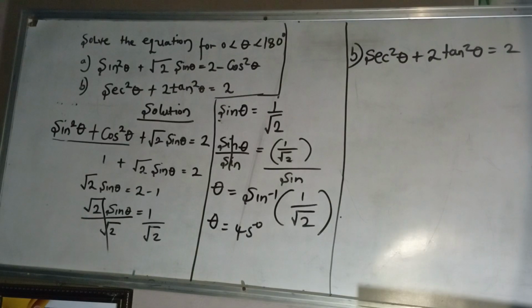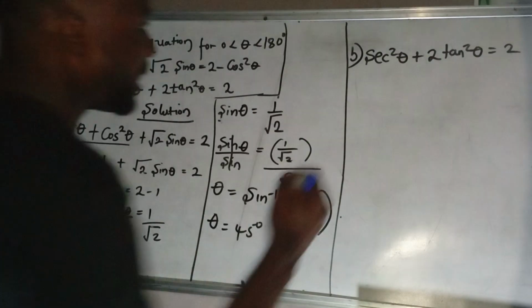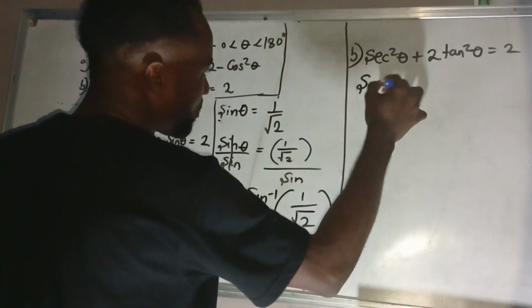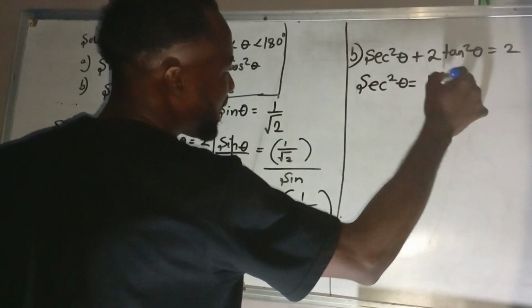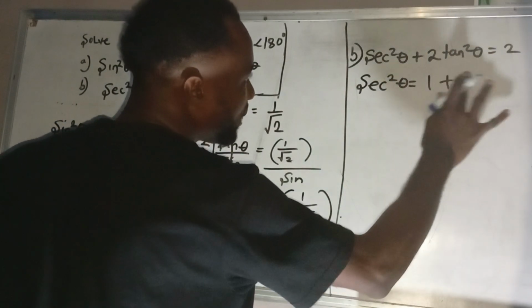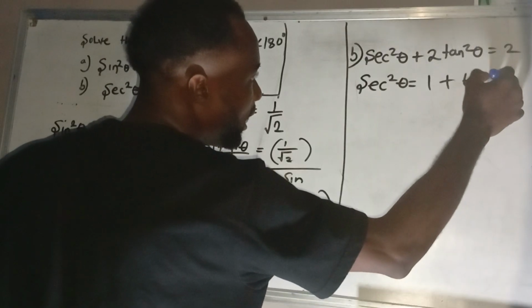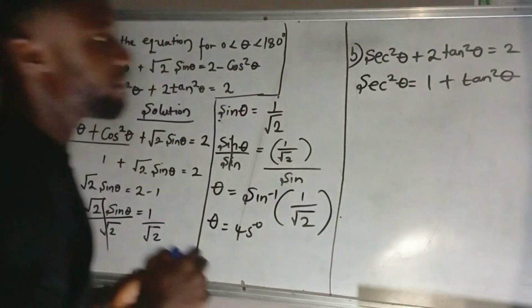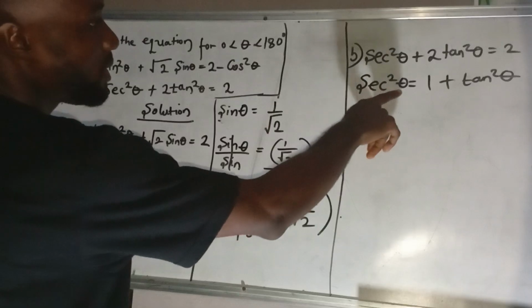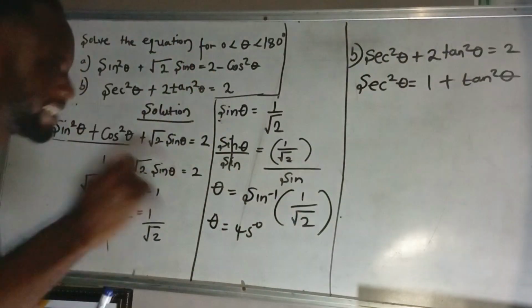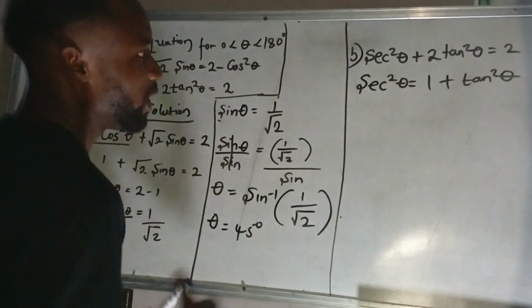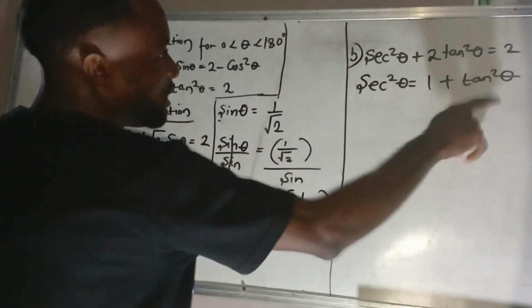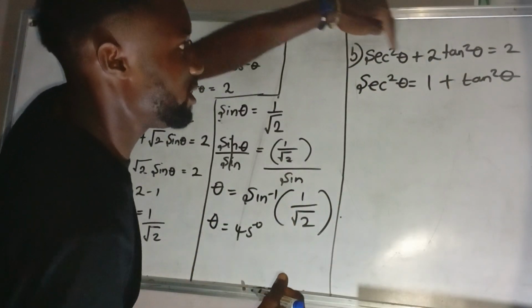You will note that in mathematics, if you check my last video, please don't skip my last video. You will not understand anything. I'm telling you the gospel truth. You will not understand anything if you skip my video. If you check my last video, this sec squared theta is equal to 1 plus tan squared theta. Check, rush down and check. So that means that I will substitute this with this. So instead of writing this, I'll write this.